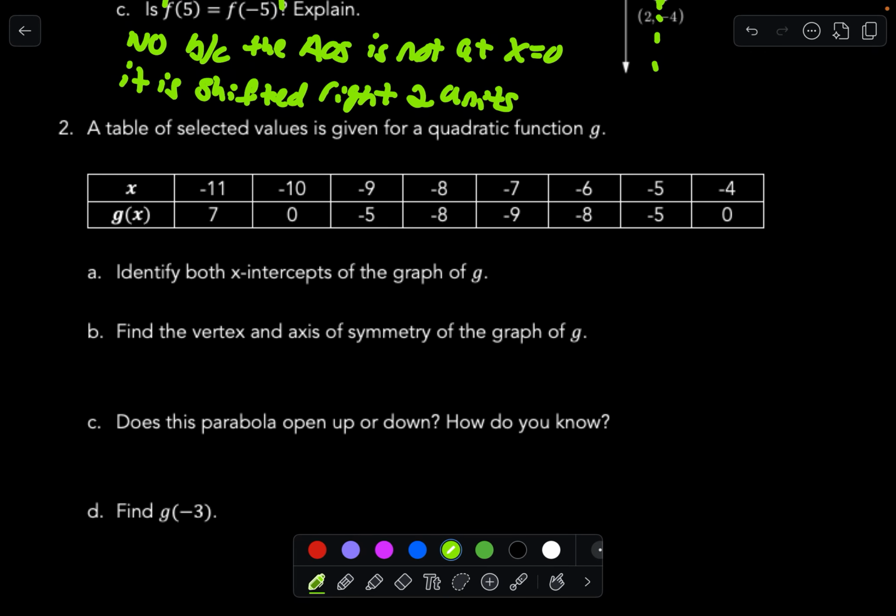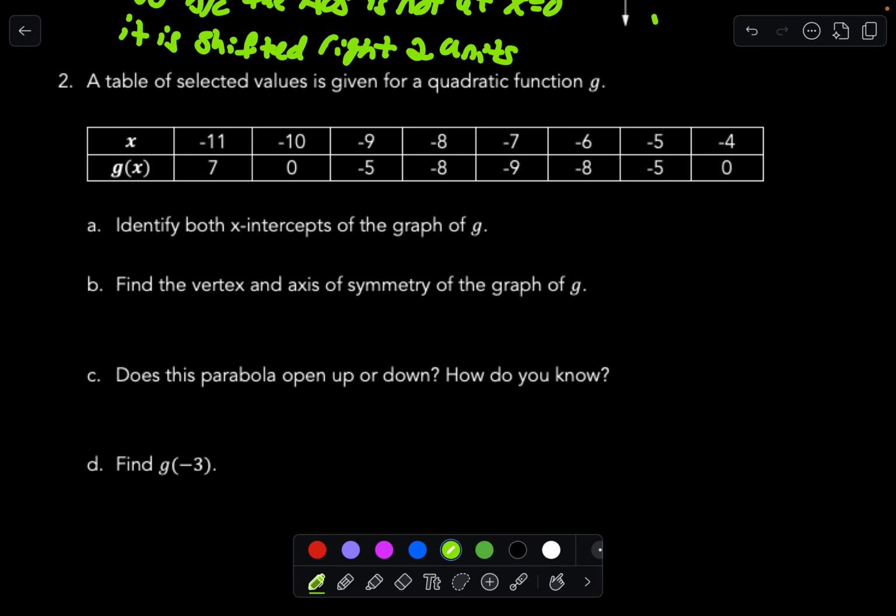Question number 2 is now looking at a table of values. Identify both x-intercepts of the graph of g. We see one x-intercept right here because the output is 0. The other one is there. So the x-intercepts are x equals -10, because g of x is equal to 0 there, and x equals -4. Find the vertex and axis of symmetry of the graph of g.